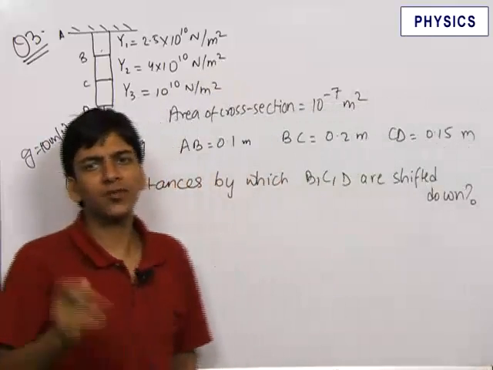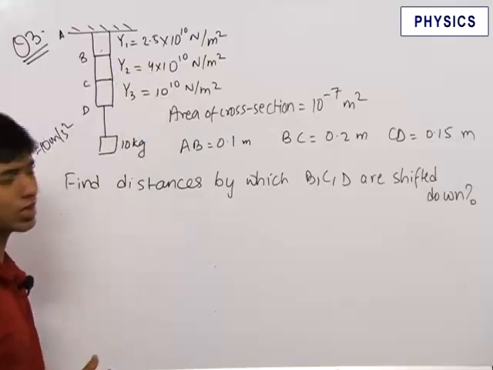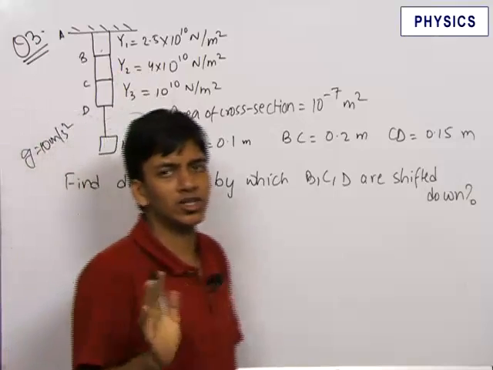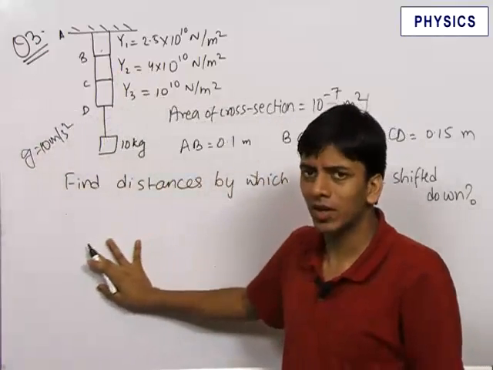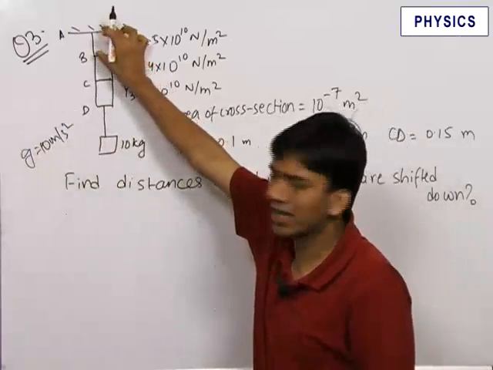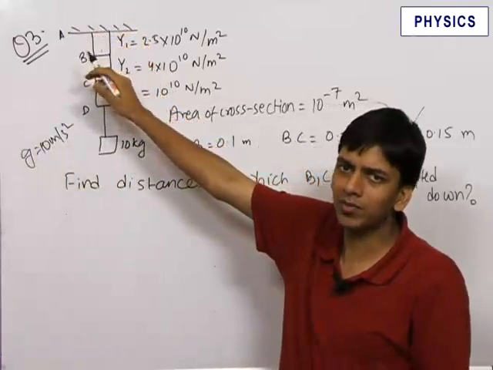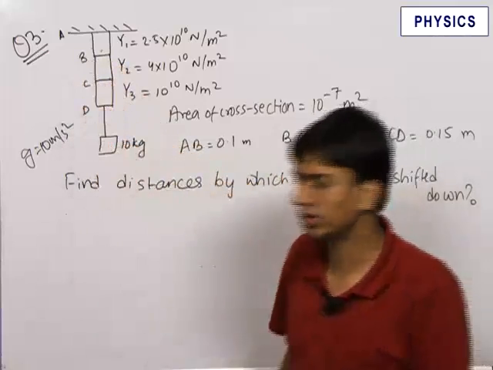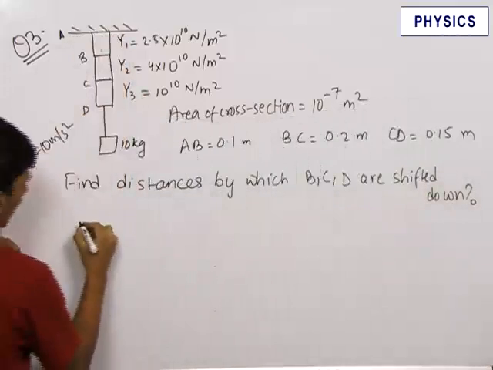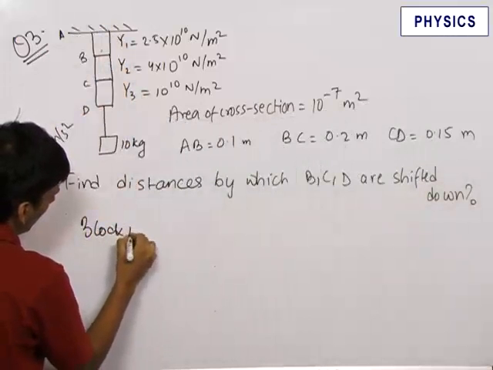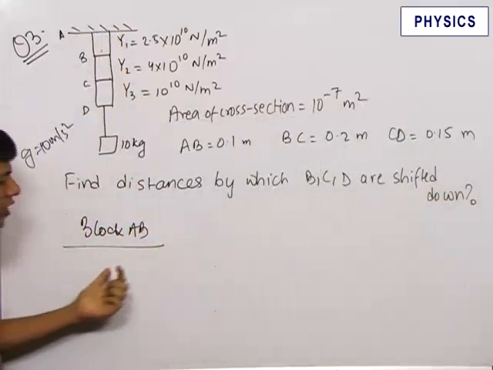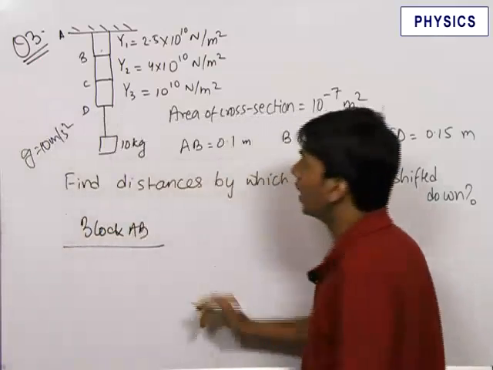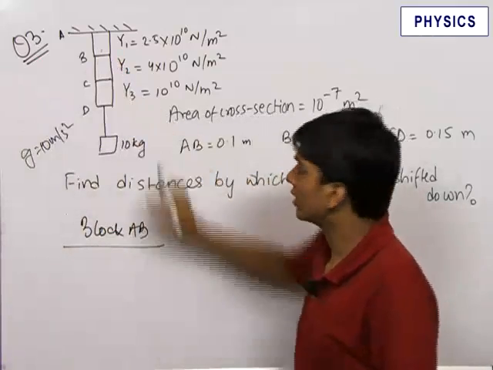So this is a simple question. The first thing which should strike your mind is that you should apply the formula Y is equal to stress upon strain. By finding out the strain, we'll find out how much is the extension in this particular block, and by that we can find out how much distances are B, C and D shifted downwards. Now let us first consider the block AB. For finding out the strain, we first need to find out the stress in this block AB.